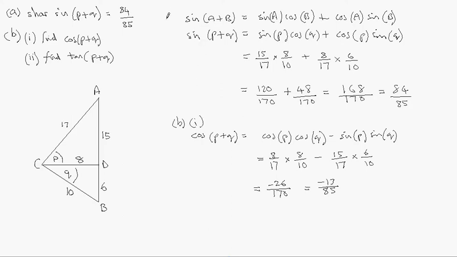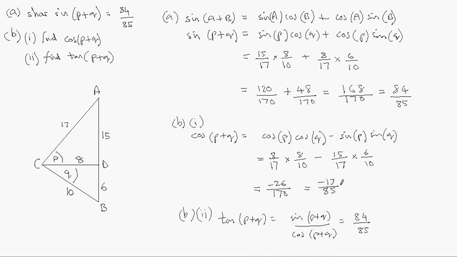Up here we had part A, and B part 2. We're asked for the tangent of p plus q. Well, tangent is defined as sine upon cosine, so simply take 84 upon 85. So tan of p plus q is equal to sine of p plus q upon cosine of p plus q by definition, which is equal to 84 upon 85 divided by minus 13 upon 85.